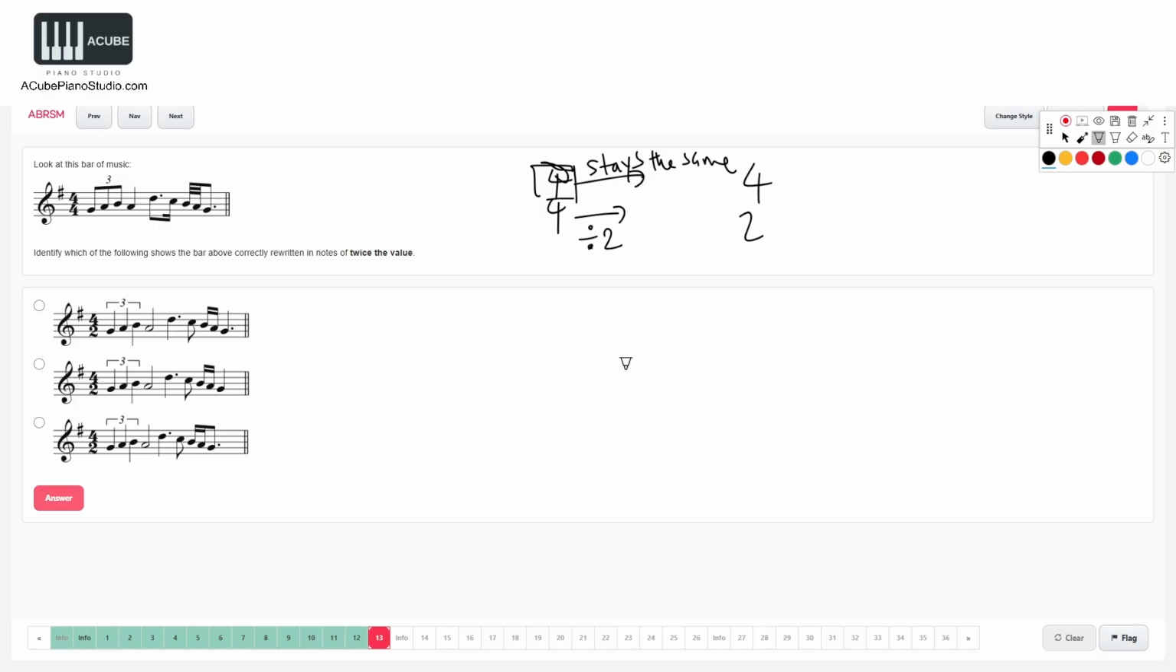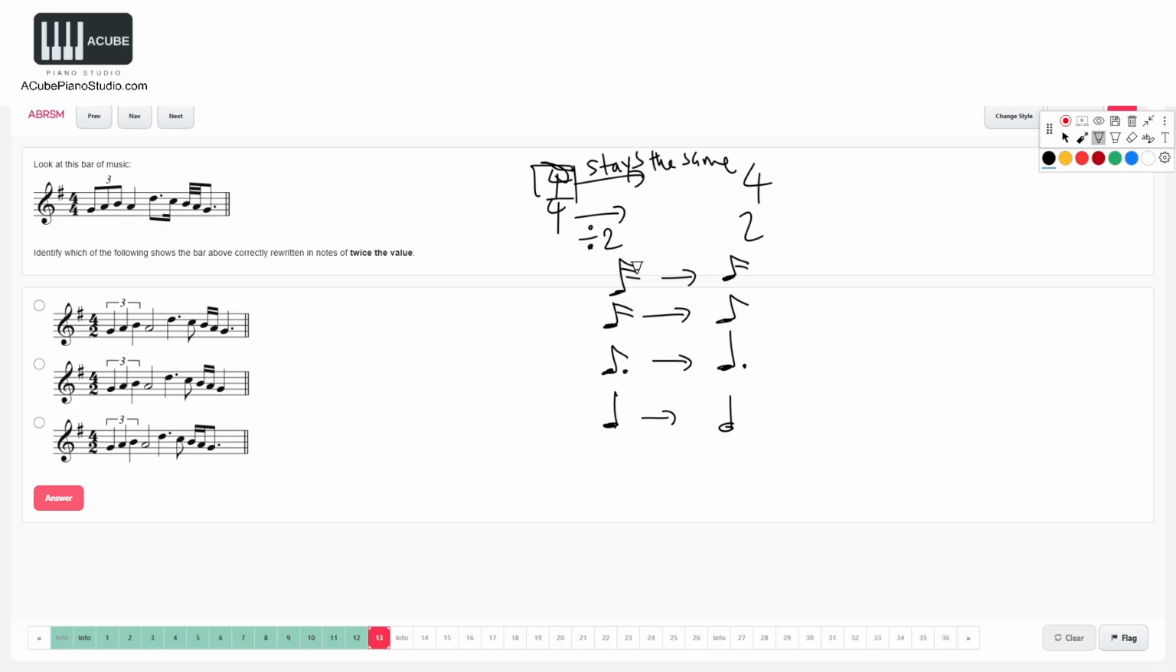Okay, then we want to double the value. If you have a quaver, it will become a crotchet. If you have a dotted quaver, it becomes a dotted crotchet. If you have a crotchet, it becomes a minim. If you have a semi-quaver, it becomes a quaver, and so on. If you have a demi-semi-quaver, it becomes a semi-quaver. So if you have tails, you decrease your number of tails by 1 if you want the notes to be twice the value.